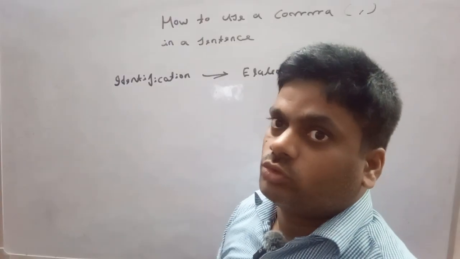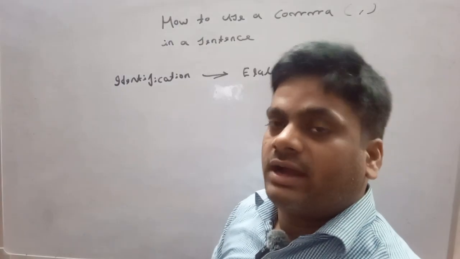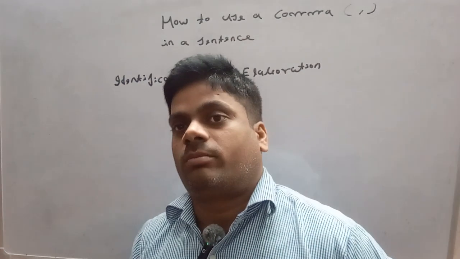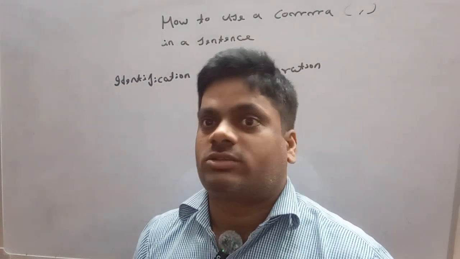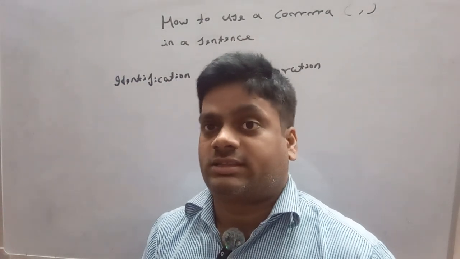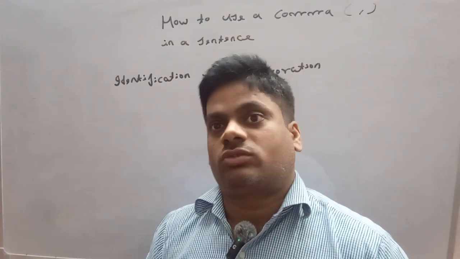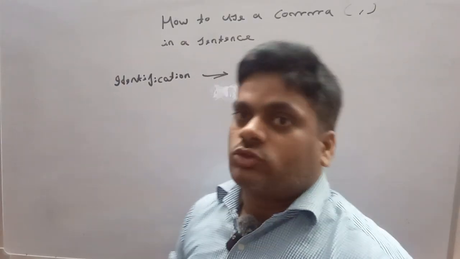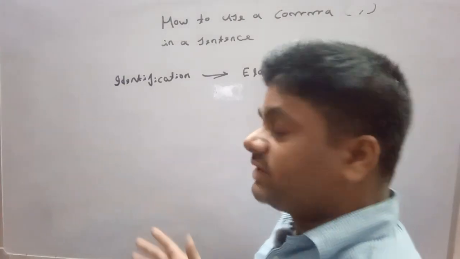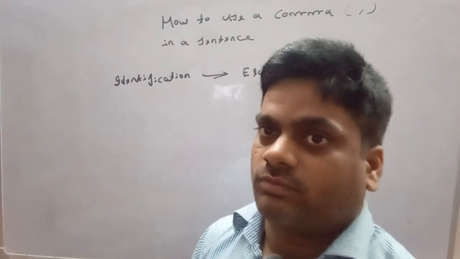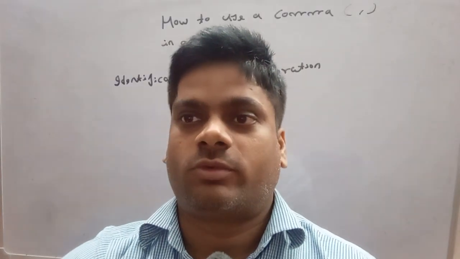When we are going to identify a noun in a sentence, then we cannot use a comma because in case of identification, comma is not required in a sentence. But in case of elaboration of a noun, then we can use a comma. So guys, we are going to prove the identification and elaboration of a noun in a sentence just by giving some examples on the blackboard.